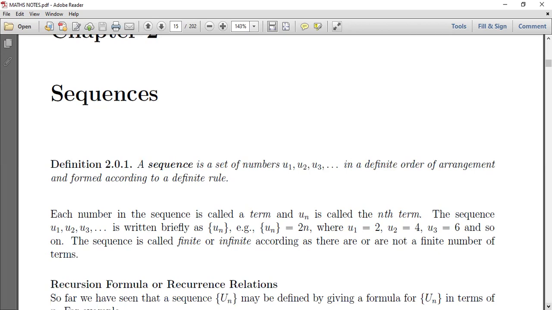These numbers, generally, we can denote by U1, U2, U3. And these numbers are in a defined order, or they are following a definite rule that we are using to get these numbers. For example, we can have numbers like 2, 4, 6, 8, 10.